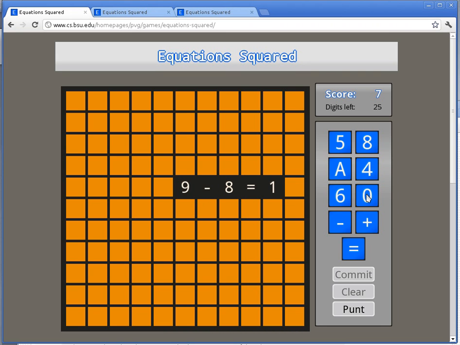If I try to play something that's not true, such as 1 plus 6 equals 4, I get the unbalanced equation message.